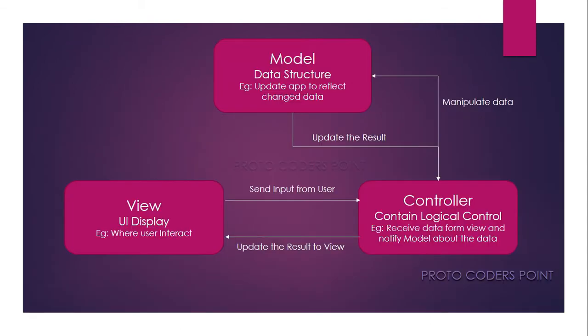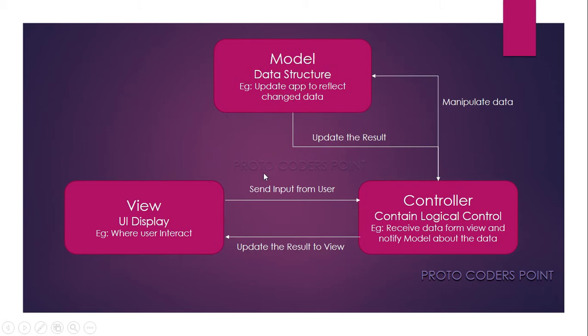Okay, so this is the architecture I have designed. It has view, model, and a controller. A view is something that the user interacts with. A controller is something that controls all the logic components. And then there is a data model where all the data is being updated.